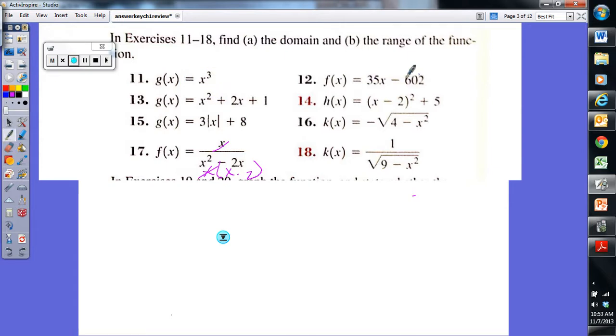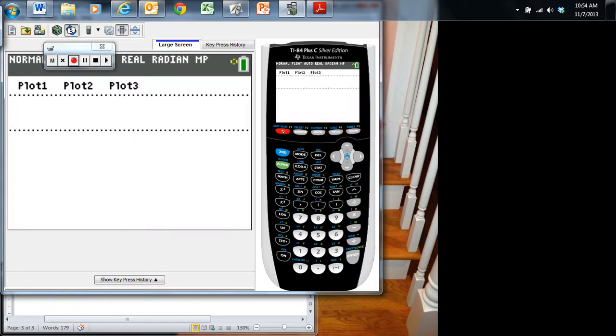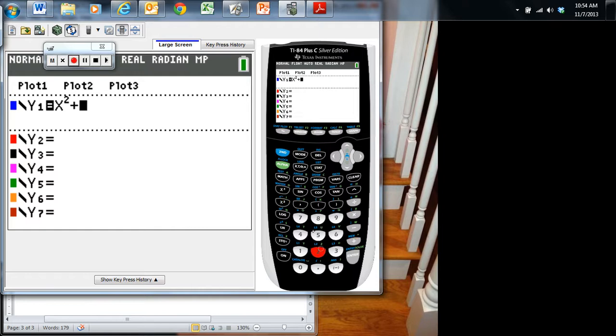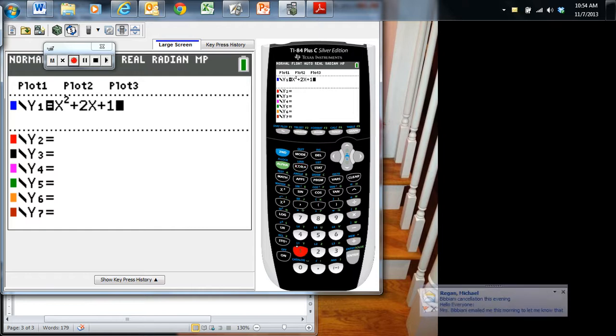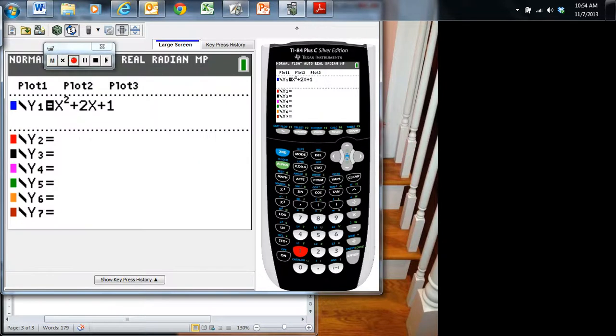For this one, I know that it's a straight line. The slope is 35, the y-intercept is negative 602. The range is going to be all real numbers because it's a line that goes on forever. This is a parabola. A parabola does not have a range of all real numbers. So we are going to look at what the range is. So the function is x squared plus 2x plus 1. x squared plus 2x plus 1. Great.